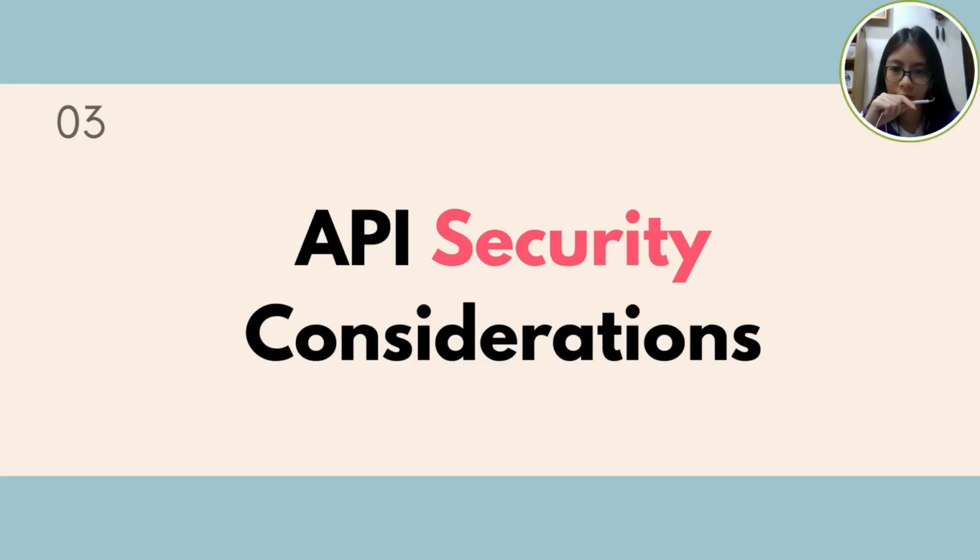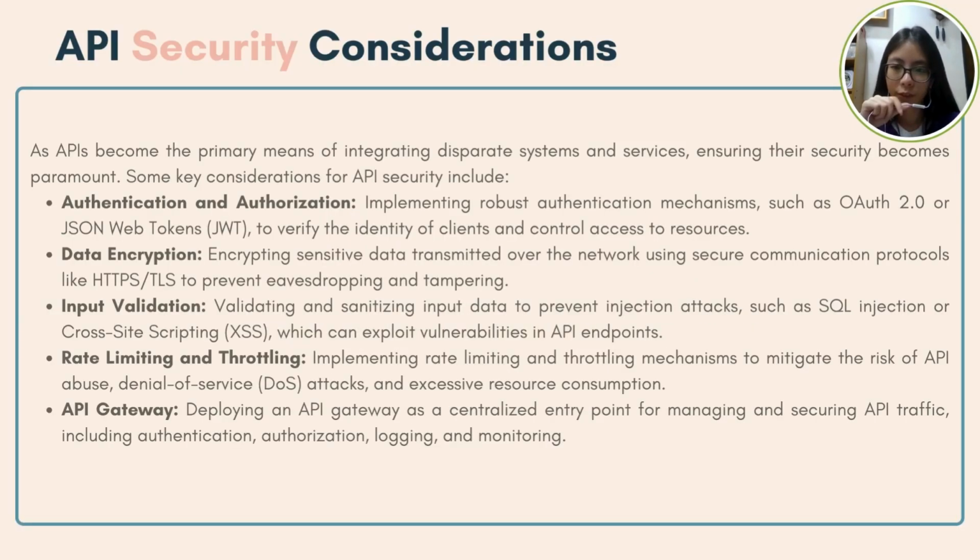Well, thanks for the explanation on the rise of microservices architecture. Let me move on to share about the API security considerations. To secure increasingly crucial APIs, robust measures are essential. Implement strong authentication methods like OAuth 2.0 or JWT to control access, encrypt sensitive data with HTTPS or TLS to prevent interception, validate and sanitize input to avoid injection attacks like SQL injection or cross-site scripting, and use rate limiting and throttling to prevent API abuse and DoS attacks. Lastly, deploy an API gateway to manage and secure API traffic centrally.